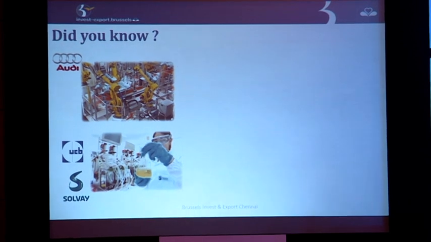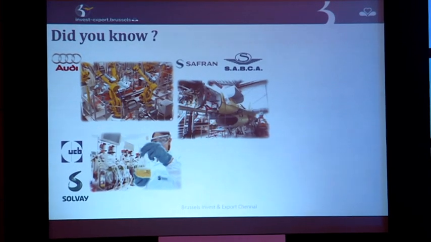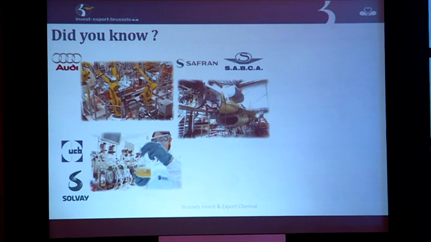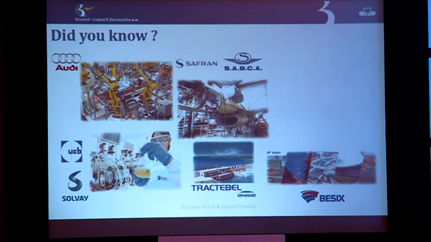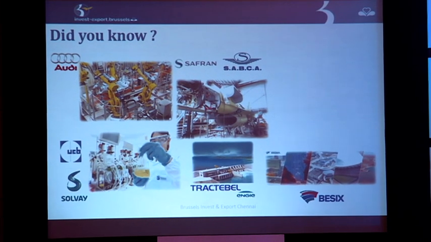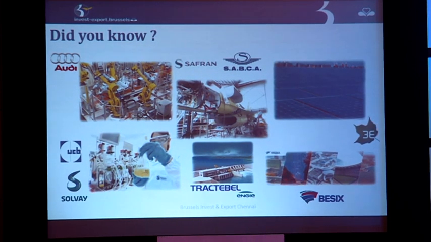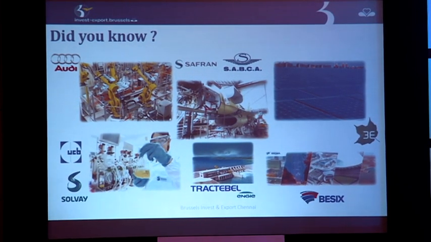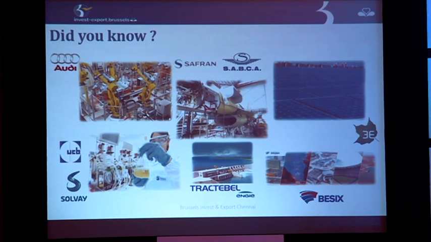If you look at manufacturing, did you know, for example, that we have a quite strong automotive sector? And this is only for the Brussels region. We have UCB and Solvay, so pharmaceutical and chemical companies, aeronautical companies, the space industry, big players also in the building sector, and renewable energy. This is what we have in Brussels. For manufacturing, we have a lot of possibilities.